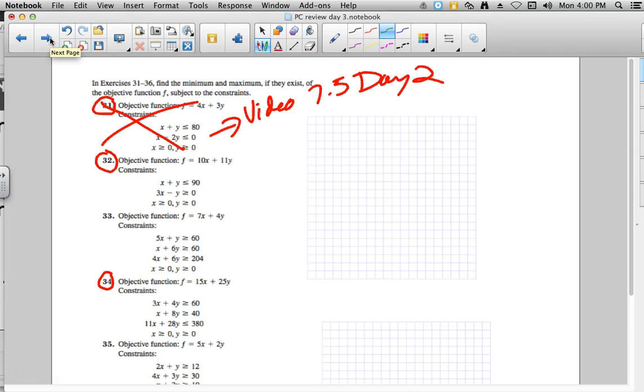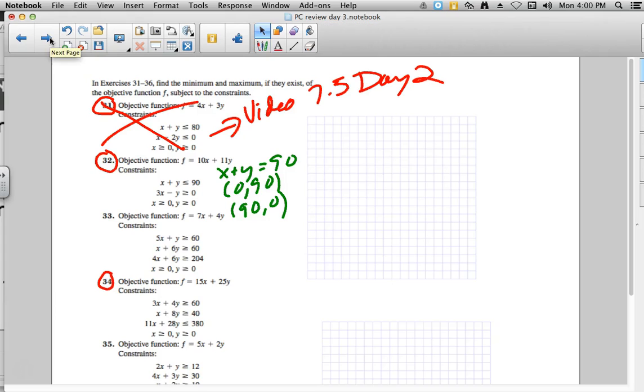Number 32, remember what we have to do here is graph all of the constraints so that we can find where our vertices are. And with those vertices, then we can figure out where our minimum and maximum are. So we want to pretend that this says x plus y equals 90 and find the zeros to graph this. And they will, of course, be 0, 90, and 90, 0.